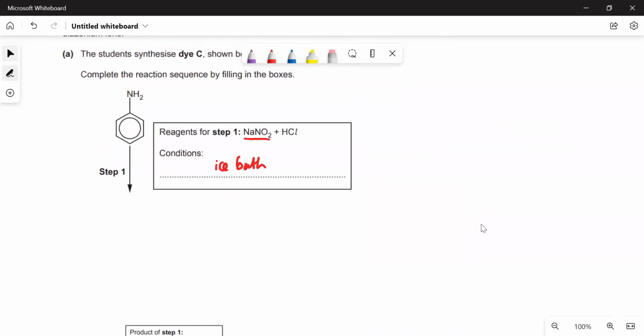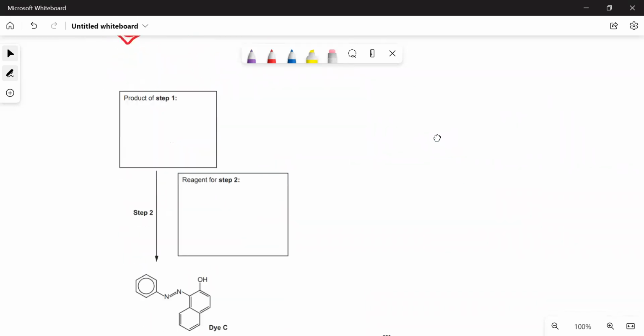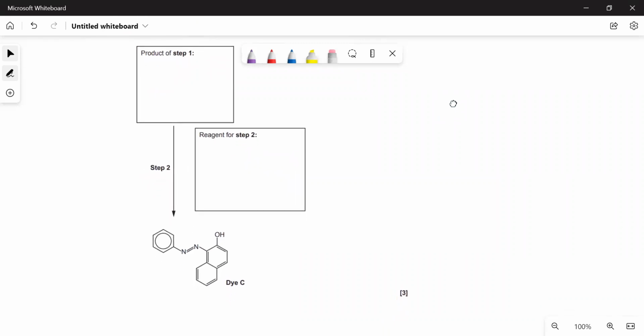What's the product there? Well, that's going to be nothing happens to the benzene ring, but that nitrogen is now triple bonded to another nitrogen, and we're going to have a positive charge on that nitrogen. That's the diazonium ion, and of course that comes with a chloride ion from the HCl. So that is the product. It's step 1, and that diazonium ion is going to react in a coupling reaction in the next step. So they get the diazonium ion, and they form dye C. So I'm going to draw the diazonium ion there.